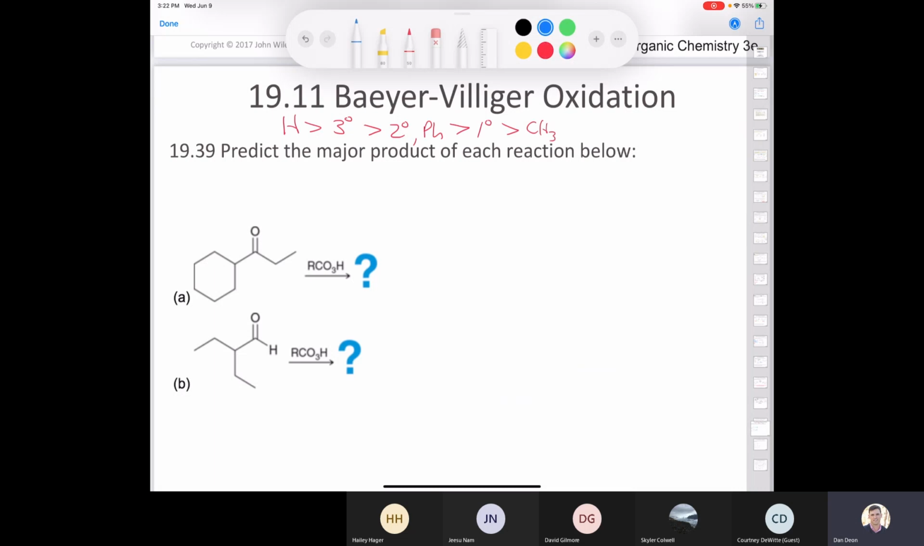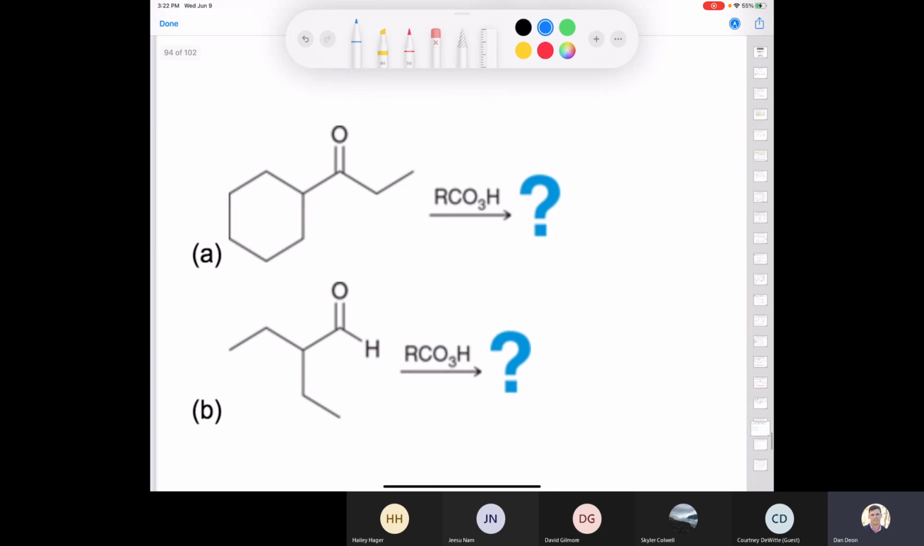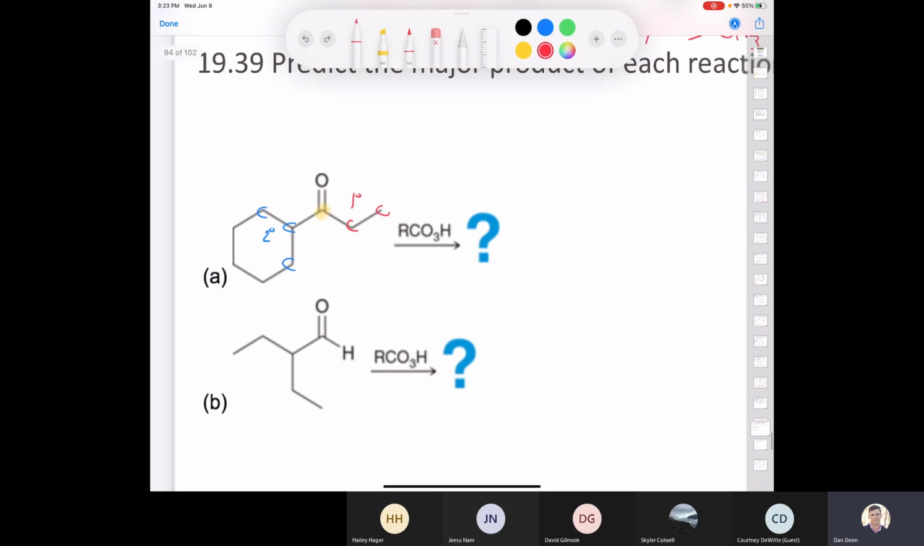Okay, so if we look at the first molecule here, the first ketone, we have the carbonyl carbon. Then we have this carbon that is attached to 1, 2 carbon, so it's secondary. Then we have this carbon, which is attached to only 1 carbon. So we're going to go with the secondary versus the primary. So we're going to do the insertion right here. And so when we do that, what's it going to look like?